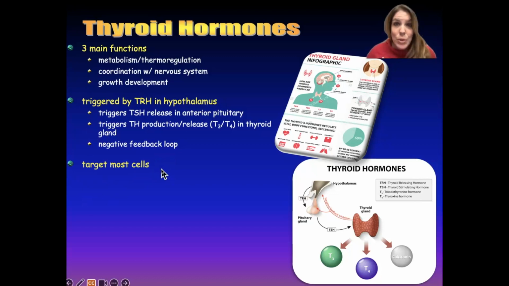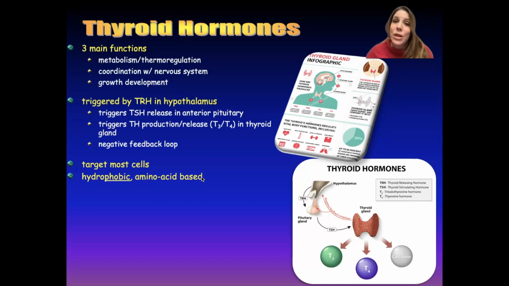Now, again, thyroid hormone is going to target most cells, just like growth hormone did. Now, thyroid hormones are hydrophobic. So this is really interesting. If you listened to part 1 of our endocrine lecture, you learned that you can take hormones and divide them into 2 main categories, amino acid-based hormones and steroid hormones. Now, most of the amino acid-based hormones are hydrophilic, but thyroid hormone is one of the exceptions. It is hydrophobic. And why is that important? Because it's going to determine how this hormone reacts with target cells.